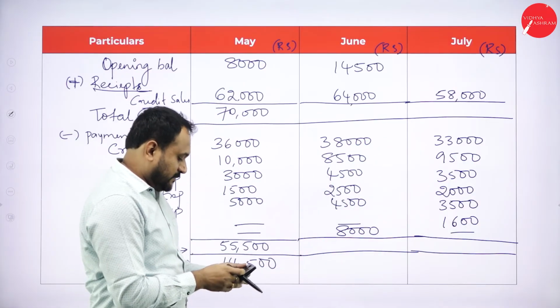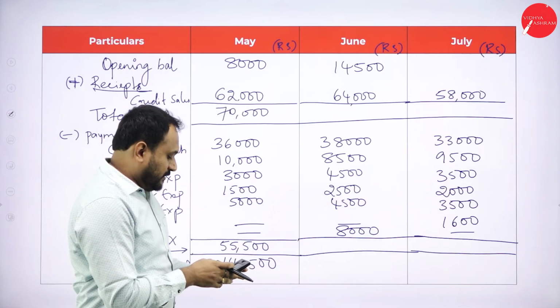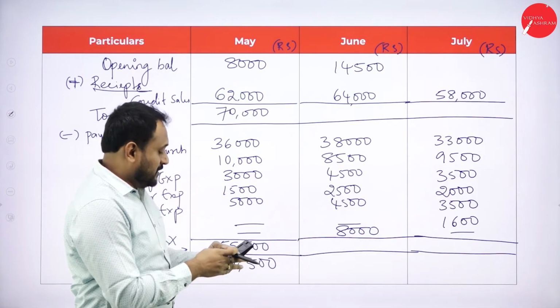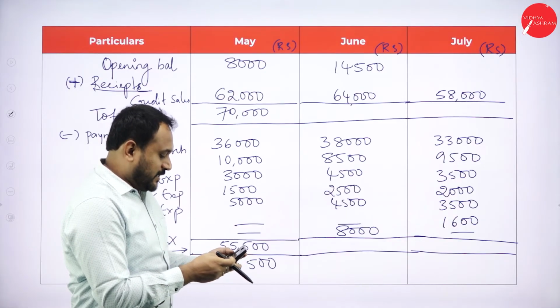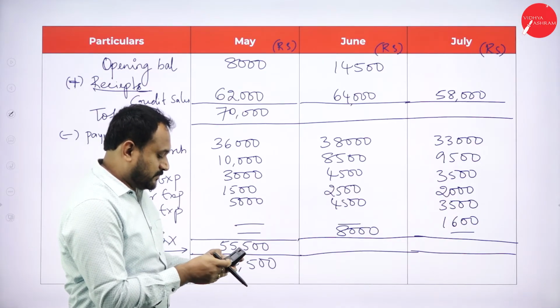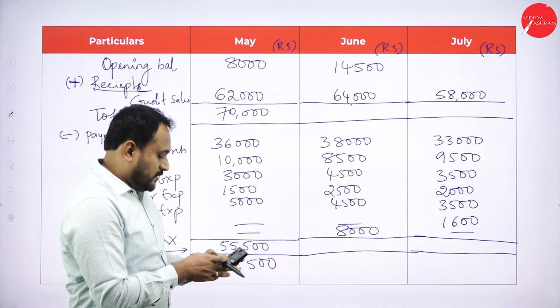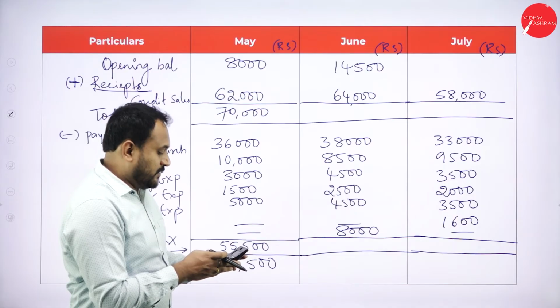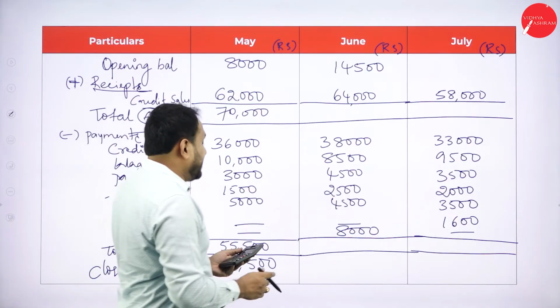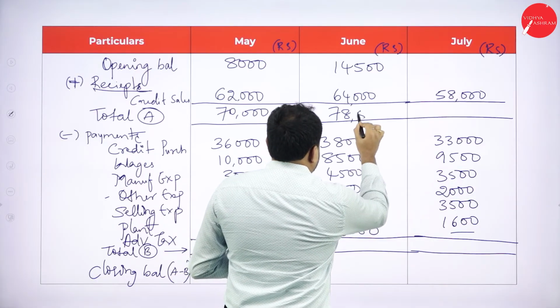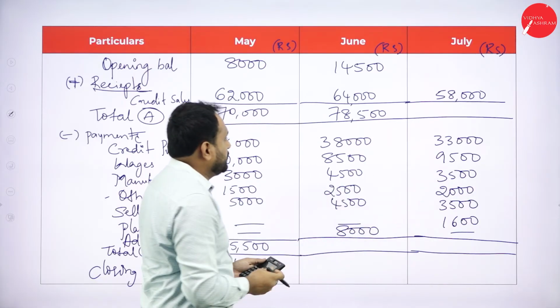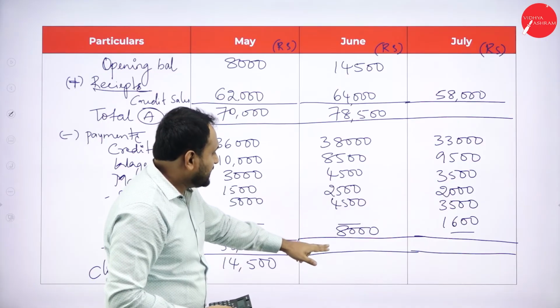Now both you need to add. Let's go with this. So 14,500 plus 64,000, that is 78,500. Now what you should do is calculate all these things and write it here.